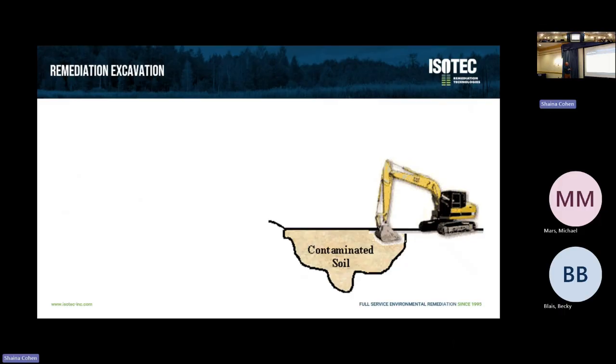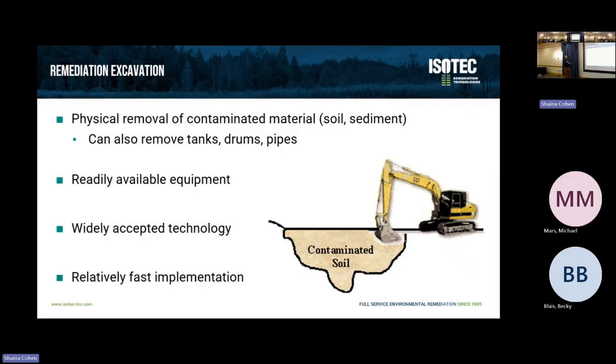So just at the overview step here, it was also wanted to look at a few different other technologies that may be a fit for a site. We're going to spend a lot of time with in situ technologies going forward. So this is probably about one of the most aggressive you can go with. It's just excavation, physically removing your soil. It can also be sediment. You're also going to, if you're below the water table, remove some level of impacted groundwater as well.